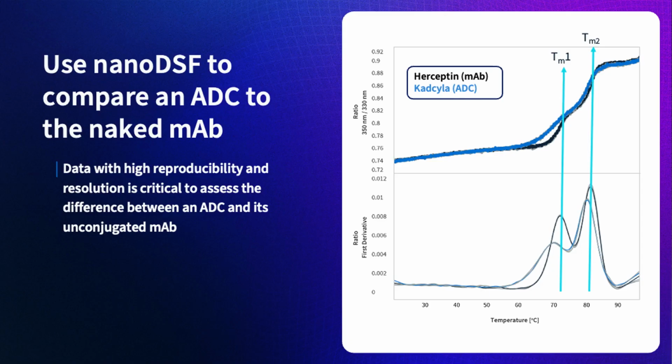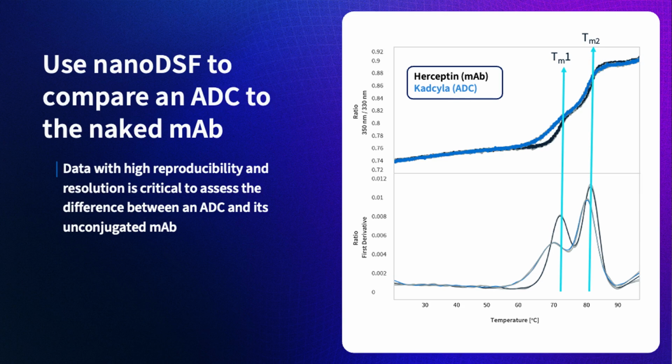So here we have a comparison of the conformational stability of Herceptin and Kadcyla, which is the ADC derivative of Herceptin. As I mentioned before, these are both currently available in the clinic, so they've already been optimized in terms of stability. But by using the Prometheus Panta, we can still detect some subtle differences between these two biologics.